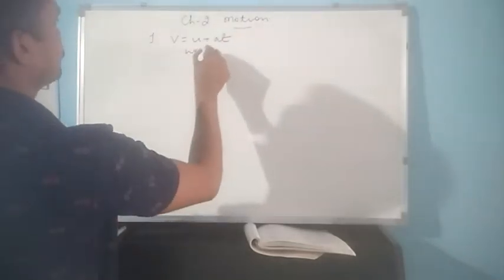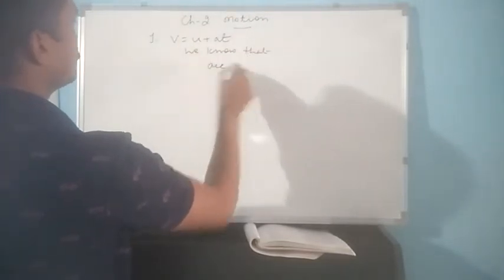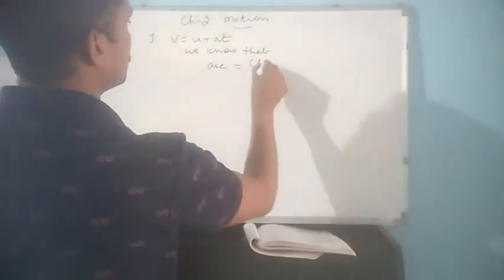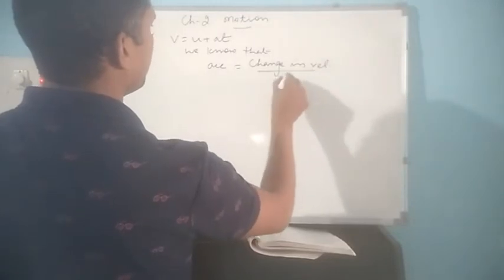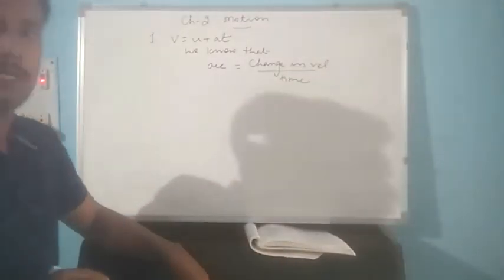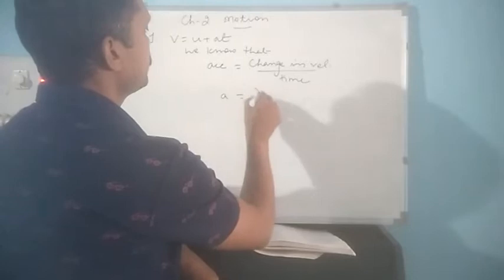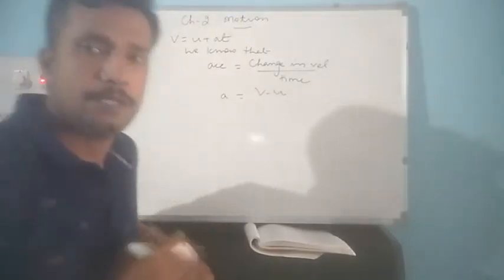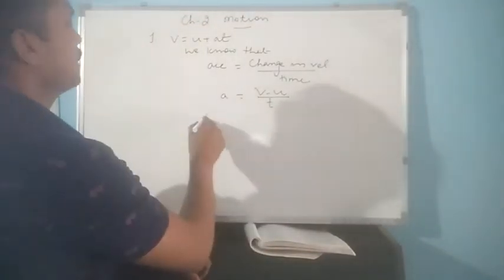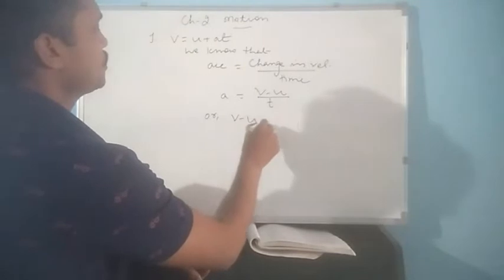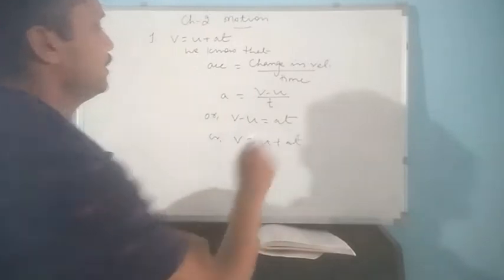We know that acceleration is equal to change in velocity divided by time. We are aware of this formula. This can be written as a equal to change in velocity, that is final velocity minus initial velocity, divided by t, which can be written as v minus u equal to at, or v equal to u plus at.